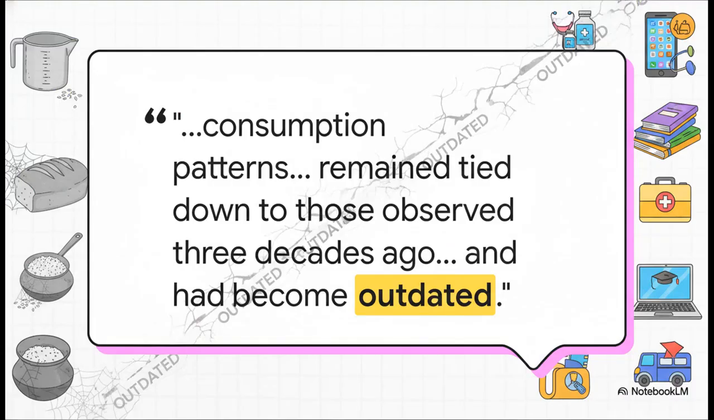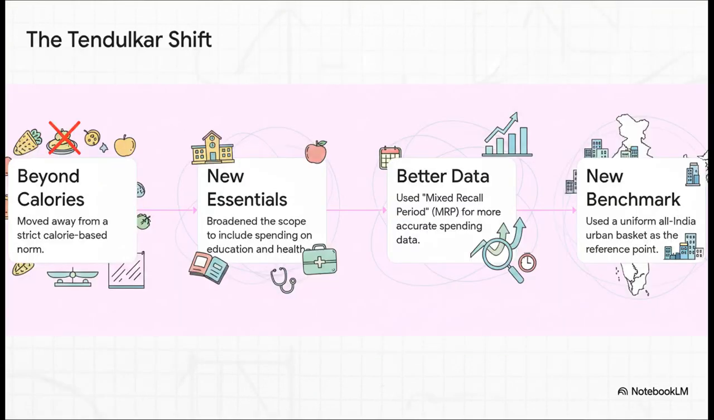And you don't just have to take my word for it. The Tendulkar Committee's own report was brutally honest. They basically said that using a shopping list of what people bought back in 1973 to measure poverty in 2009 was, and I quote, outdated. People's basic needs had evolved beyond just getting enough calories. So, the Tendulkar Committee pretty much flipped the script.